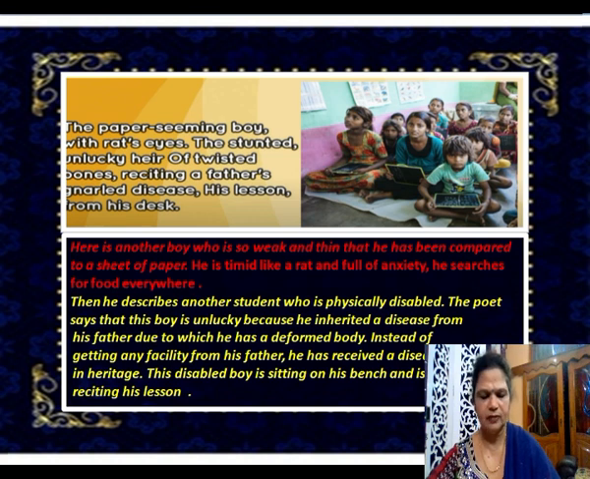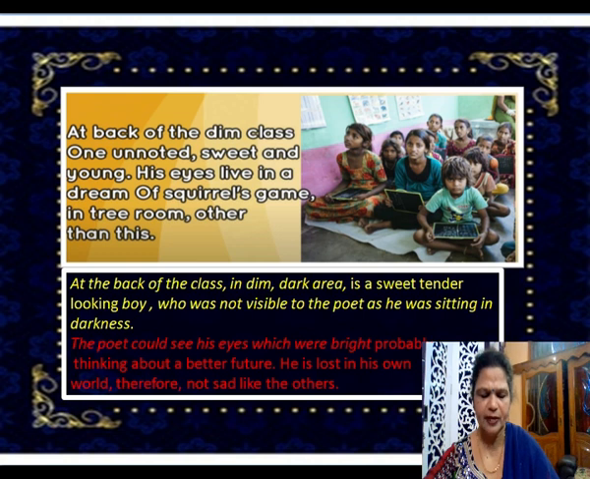Now the next lines. At the back of the dim class, one unnoted, sweet and young. His eyes live in a dream of squirrel's game in tree room other than this. So first, the beginning lines.